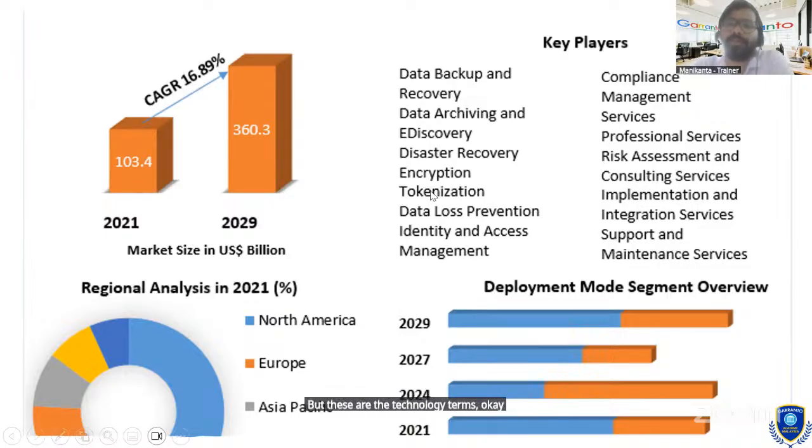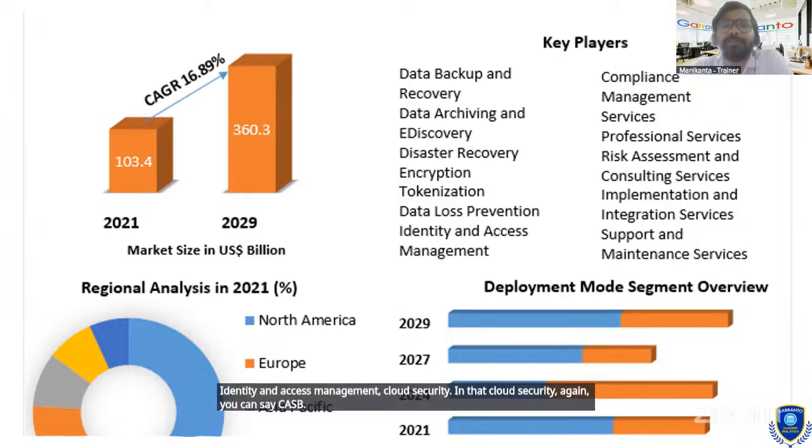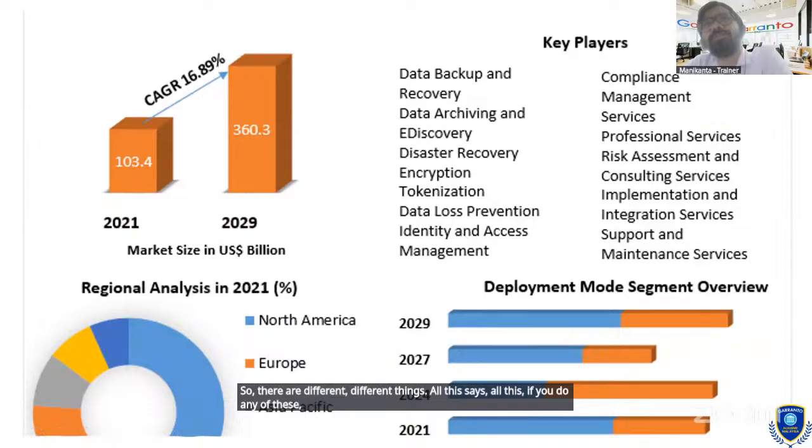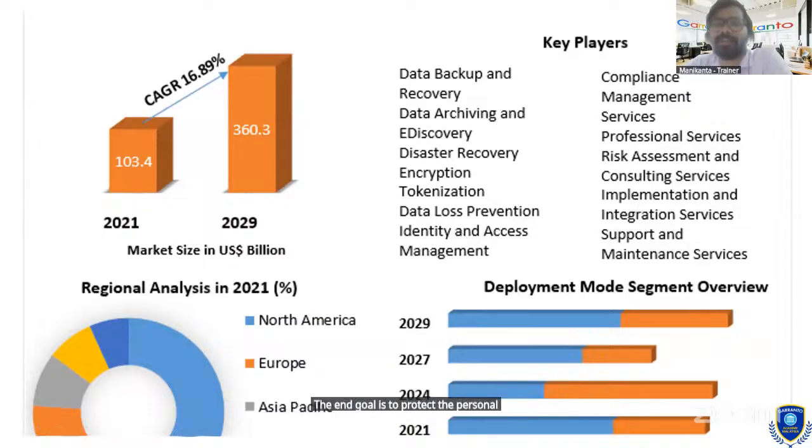Data backup and recovery, archiving, discovery, disaster recovery, encryption, data loss prevention, advanced threat protection, identity and access management, cloud security. In cloud security, again, you can say CASB. So there are different things. If you do any of these, the end goal is to protect personal information. Why are you doing all this?